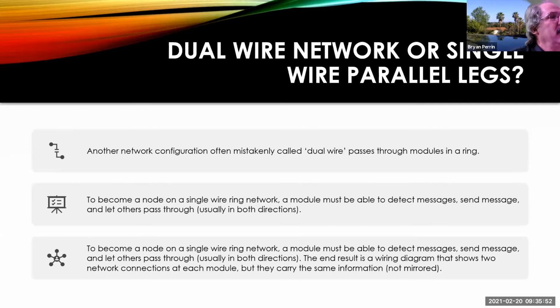So to become a node on a single wire ring network, a module must be able to detect messages, send messages, and let others pass through, usually in both directions. The end result is a wiring diagram that shows two network connections to each module, but they have the same information. They're not mirrored. In other words, I don't have a mirror image of the information. We're just taking message in and we're sending message out, and maybe I'm adding something to it, or maybe I'm not, just looking to say, do I need to know that?